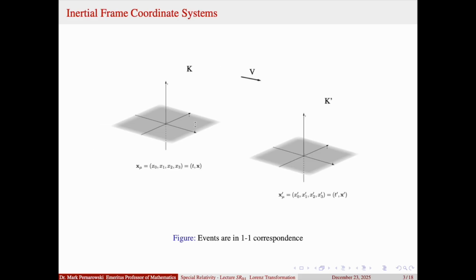This is the basic setup. There will be references to two different frames, K, which will be considered to be stationary, and K prime, which is moving relative to K with a constant velocity V. There are space-time coordinates where t and Cartesian x coordinates are lumped together. And if there's a prime on any of these things, that means we're referring to a coordinate that's in K prime. If there's no prime, it's a coordinate in the reference frame K.